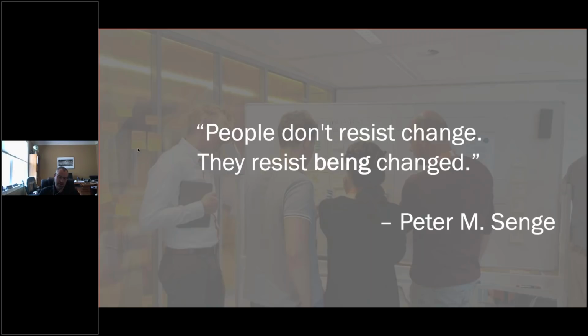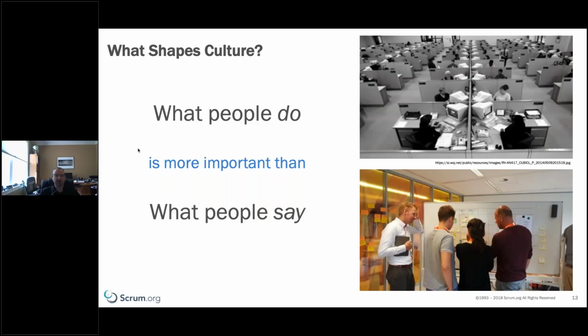But if we enable that change, empower people, empower our teams, that change is going to happen with guidance, with leadership, and so on, in helping to drive that change throughout the organization. What shapes some of those cultures, what people do is more important often than what they say and how they work. We've evolved in many organizations from isolation to working together, and working together is great, but that's only one piece of it.